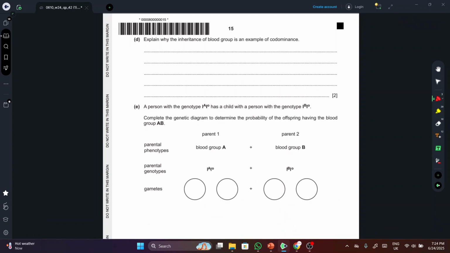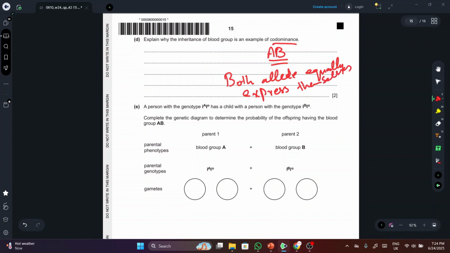Explain why inheritance of blood group is an example of codominance. So codominance means, for example, the AB blood group. If both alleles equally express themselves, then it is codominance. Both alleles are equally expressing, no one is recessive in them.